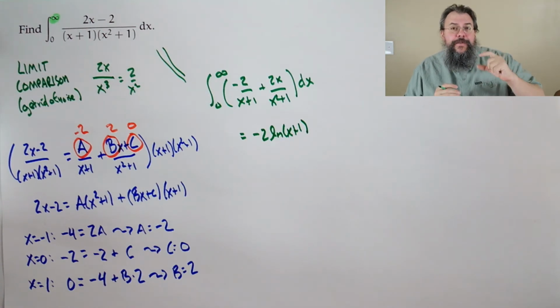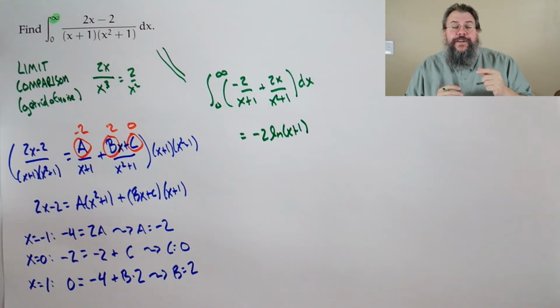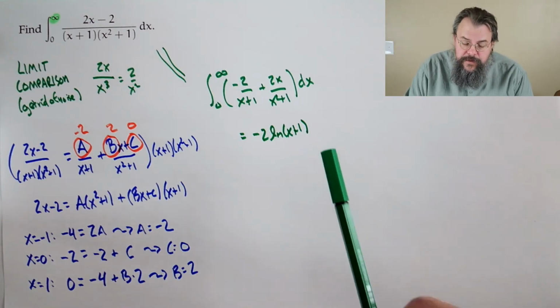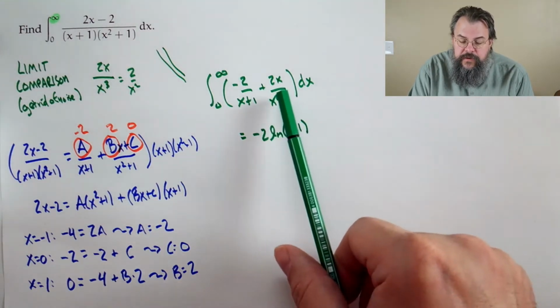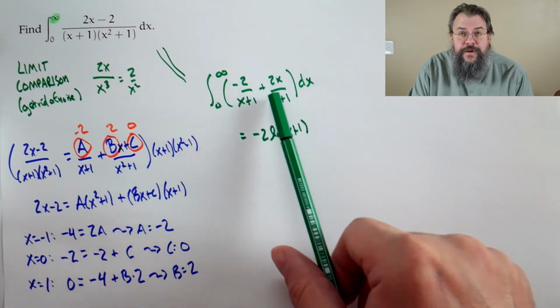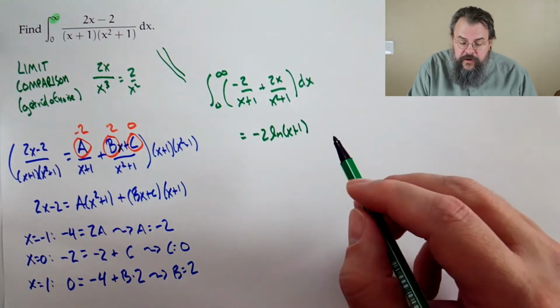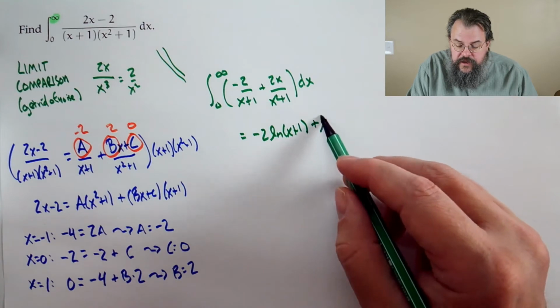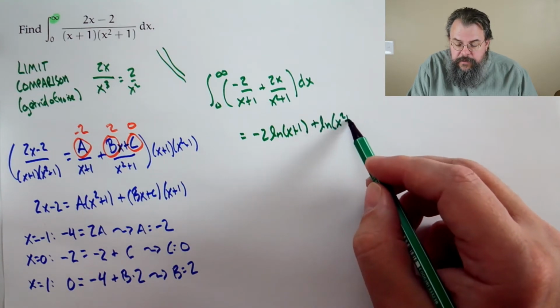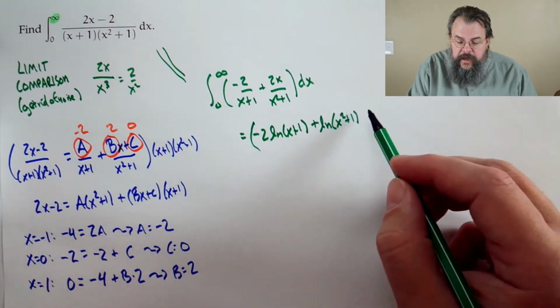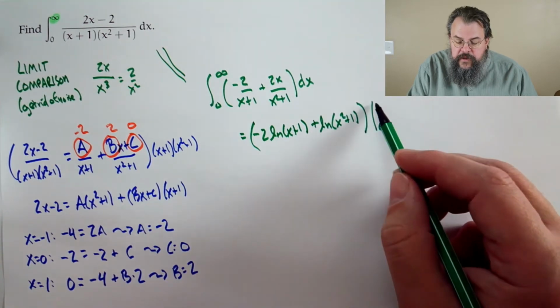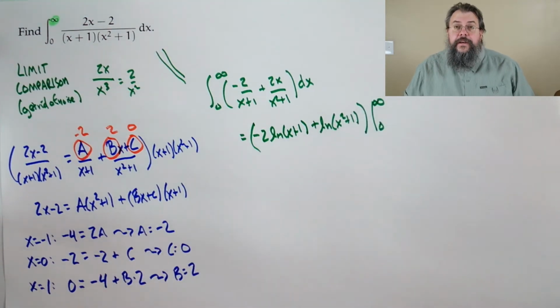Because if you think about it, you have a function downstairs, the top is the derivative of the function. So when you have the derivative of the function over a function, that's natural log. You could even run the substitution. u equals x squared plus 1, du is 2x dx. So this becomes natural log of x squared plus 1. And there we go, 0 to infinity.